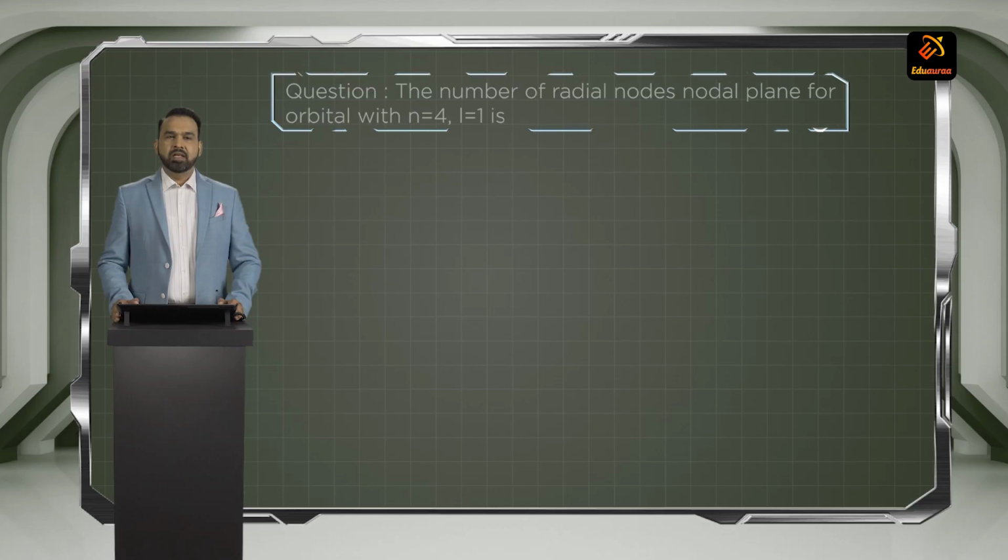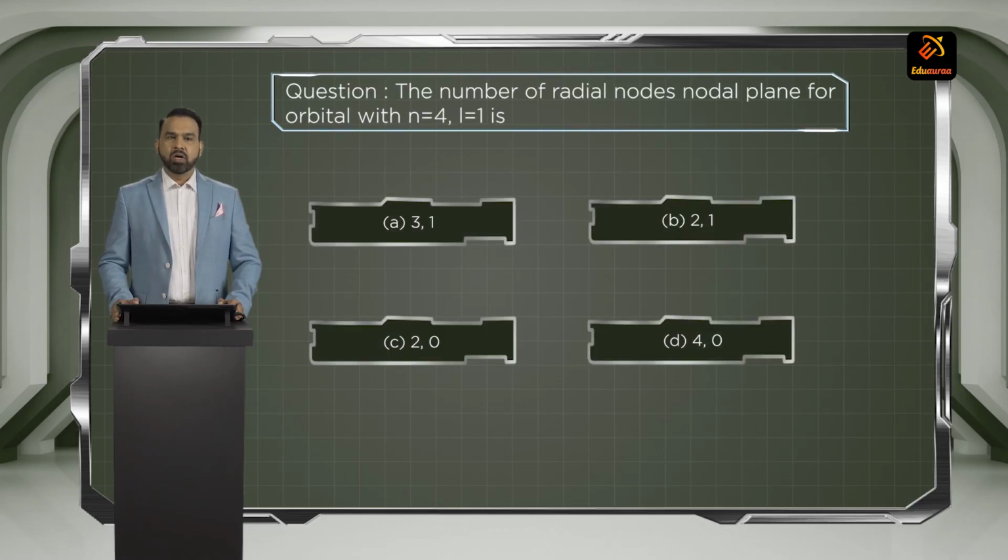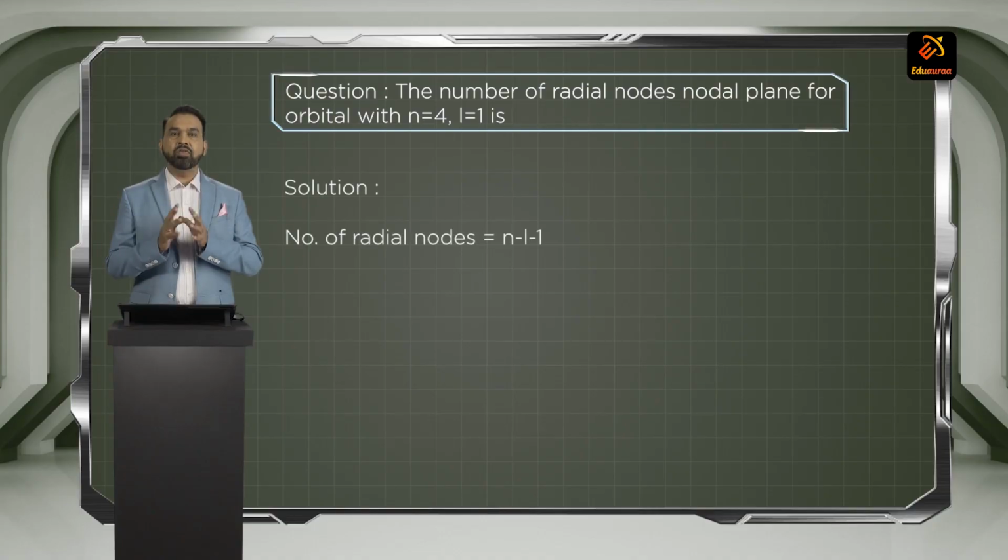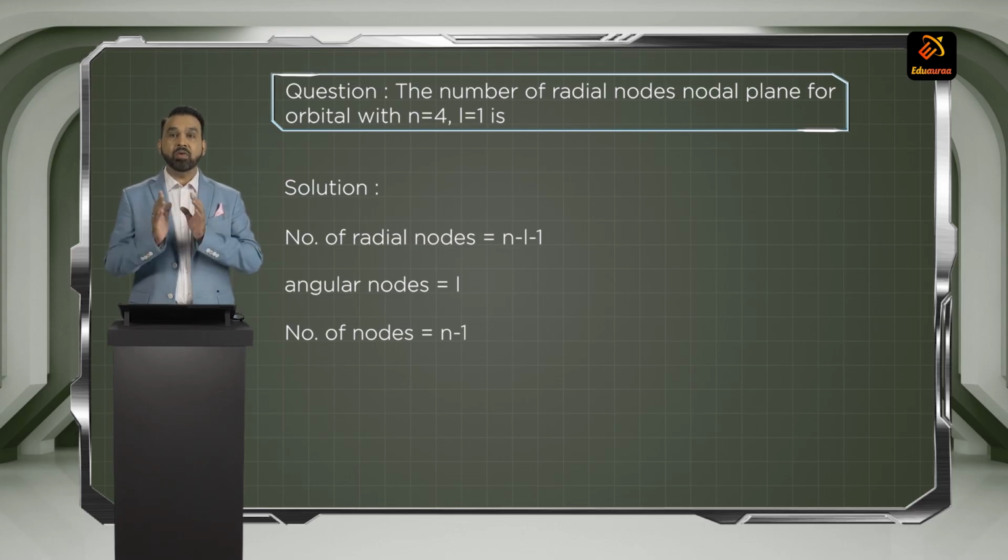Next question is, the number of radial nodes and nodal planes for an orbital with n is equal to 4 and L is equal to 1. Nodal planes and number of radial nodes. How do you calculate the number of radial nodes? Number of radial nodes is equal to n minus L minus 1. Yes, and angular nodes is equal to what? Angular nodes is equal to L, and number of nodes will be equal to n minus 1.